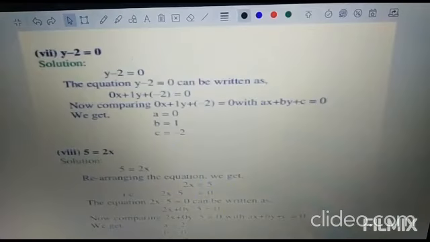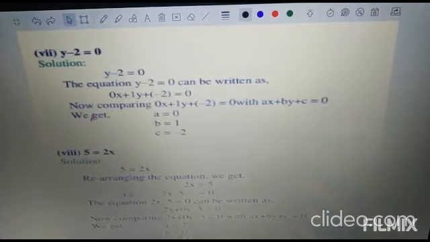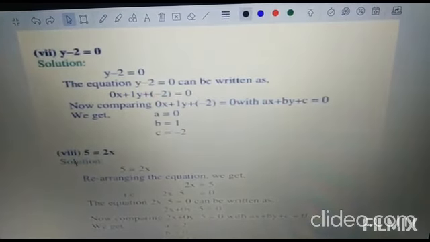Now guys, in this one the x value is not given. So what we will do, this time we will write 0 with x. Now the equation would be 0x plus y plus minus 2. So the y is alone, so we can say it as 1y. So now a's value would be 0, b's value would be 1, and c's value would be minus 2.